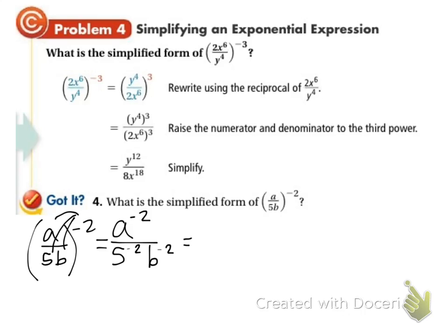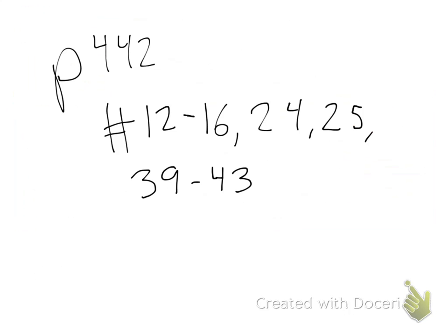So I need to move things. So the a to the negative 2 needs to move to the bottom so that we get a squared. The 5 needs to move up so we have 5 squared. And the b needs to move up so we have b squared. 5 squared is 25, so this turns into 25b squared over a squared. And there's your homework.